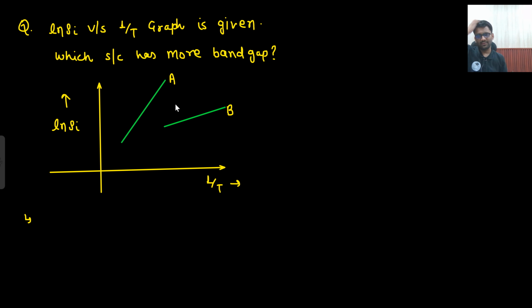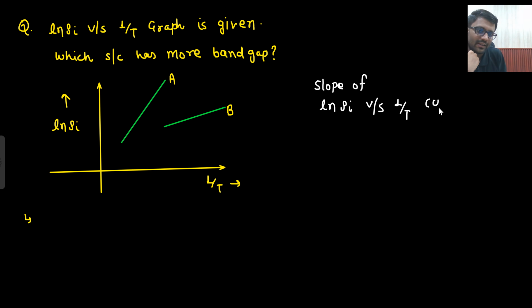Let's see this question. The ln rho i versus 1 by T graph is given. Which semiconductor has the larger band gap, semiconductor A or semiconductor B? So you know that the slope of the ln rho i versus 1 by T curve represents the band gap.